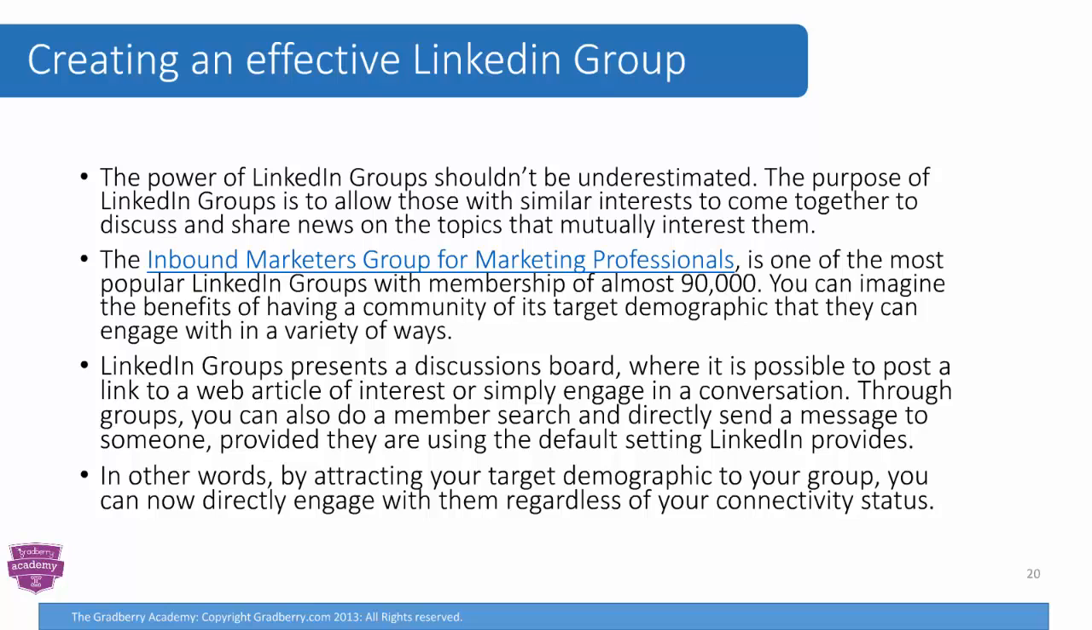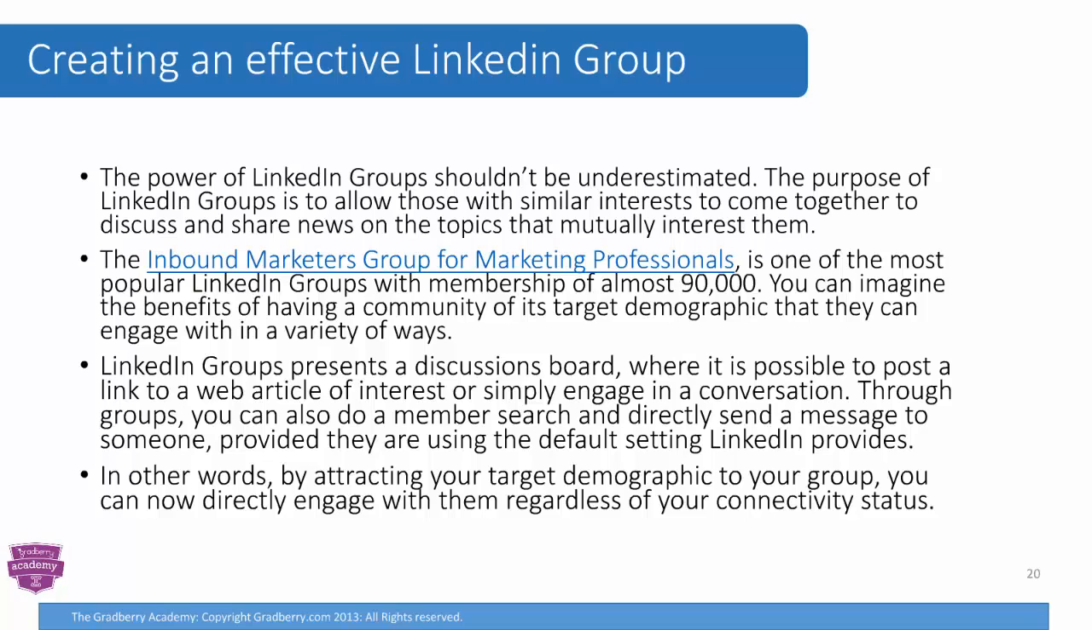Let's say that you're only connected to 100 individuals, and then through that you're connected to maybe another 5,000 individuals. But if you'd like to get connected to, let's say, 50,000 from 10,000, start joining groups that are very similar to your current target demographic, the people that you'd like to engage with. In other words, by attracting your target demographic to your group, you can directly engage with them regardless of your connectivity status. So assume that you're a brand and you'd like to connect with new potential customers. This will obviously also work great for business developers or sales managers.